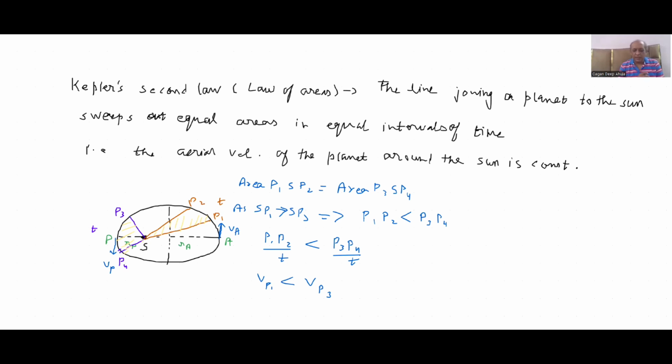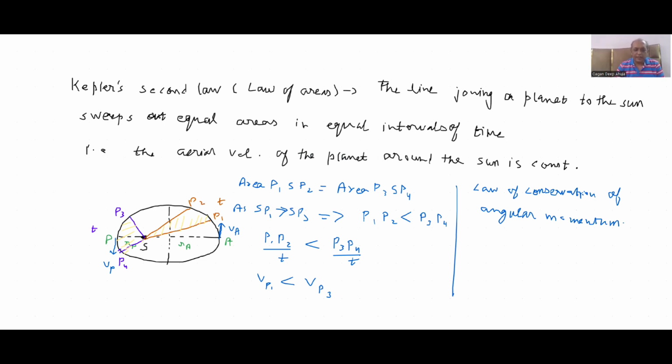See, the law of areas or Kepler's second law is based on the law of conservation of angular momentum. So according to this law, the angular momentum of the planet will remain the same whether it is at aphelion position or perihelion position.